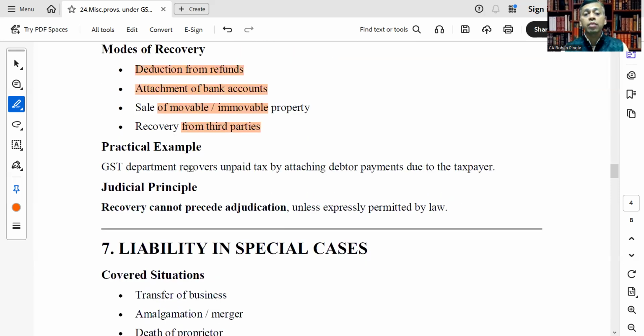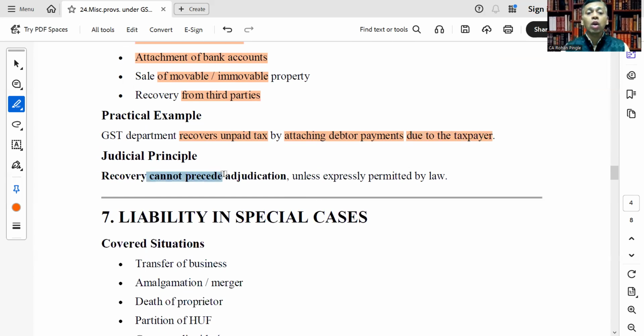The GST department recovers unpaid tax by attaching what? Debtor payments due to the taxpayer. So it can be recovered from a third party like that. Judicial principle: recovery cannot precede adjudication unless expressly permitted by law. Means first adjudication needs to be done, and thereafter the recovery process can start, unless expressly permitted by law.